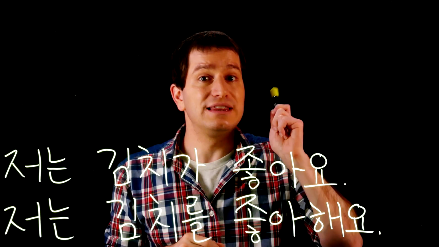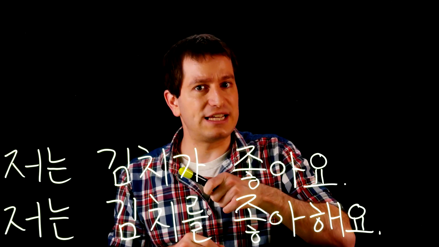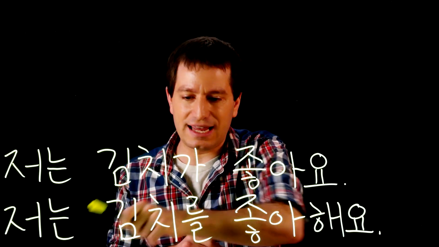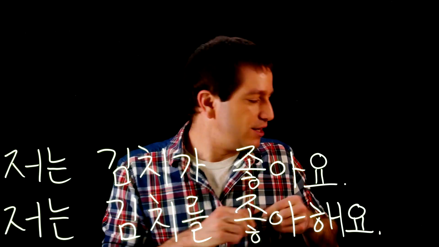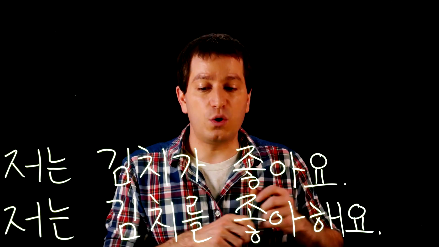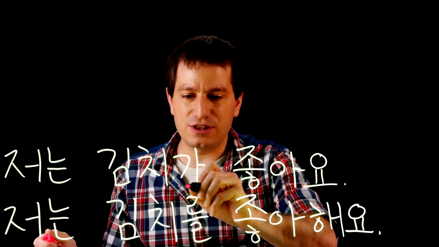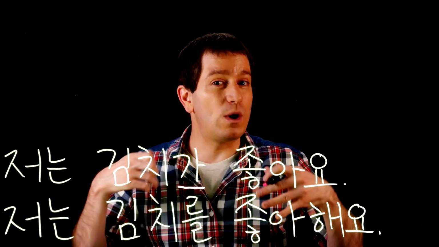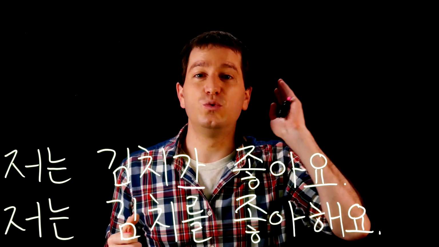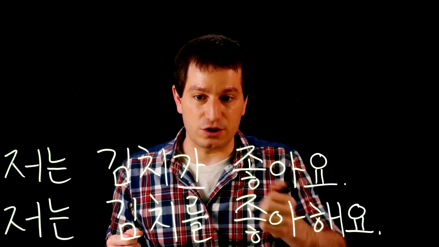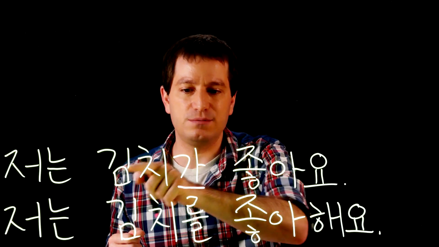Directly. So this one, literally and naturally translated, means I like kimchi. So when you're using one or the other, keep in mind how the marker will change. When you're using a descriptive verb, you will never use an object marker. So here we're using the subject marker, kimchi가.